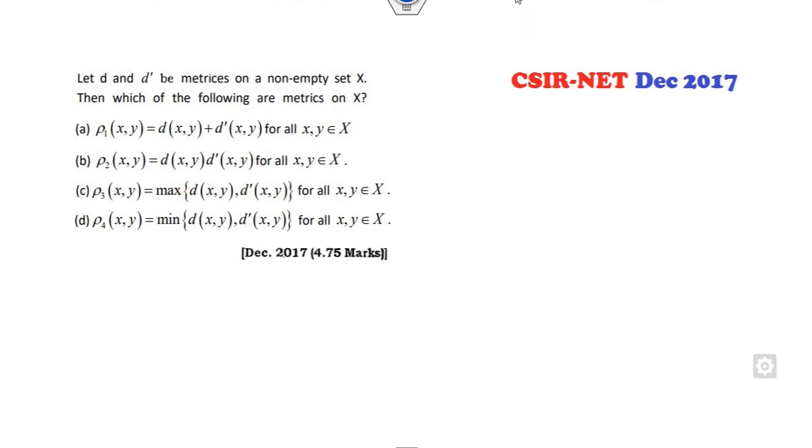Look at this another one. If d and d dash are metrics on the metric space, which of the following are metrics? What is that? Sum of the two metrics. Fine. This is the product. As I gave you, the product will not be a metric. Clearly, the triangular inequality will not hold. Maximum of this satisfies the triangular inequality. Minimum of this is not always true. So the right answers are A and C.